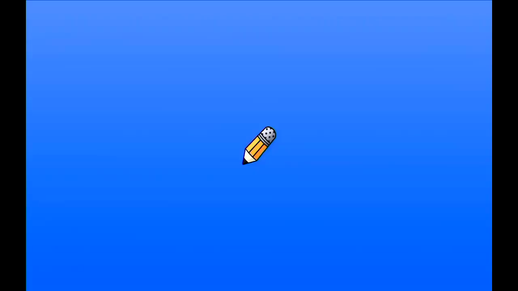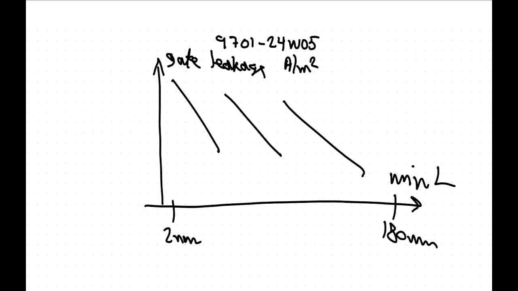Okay. Let's get on with today's topic then. We're going to look at advanced op-amps.